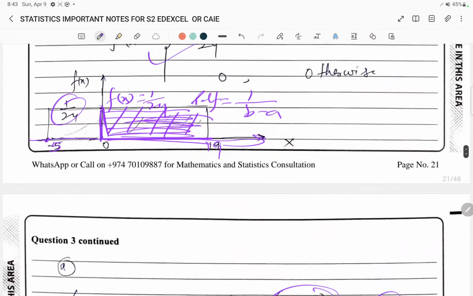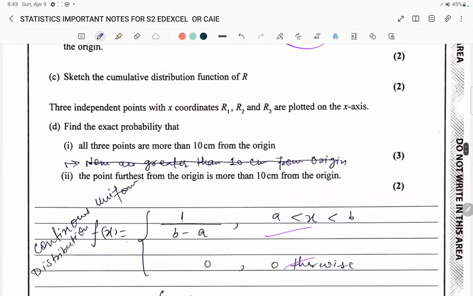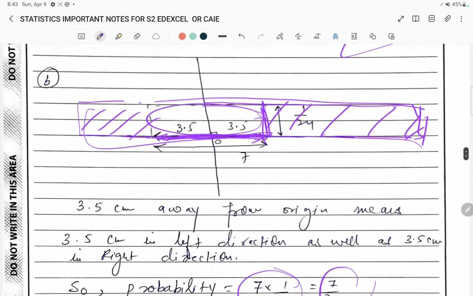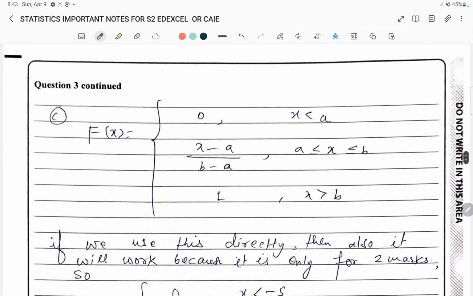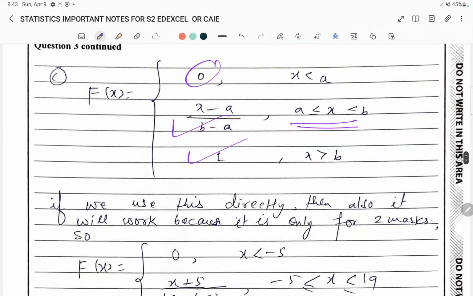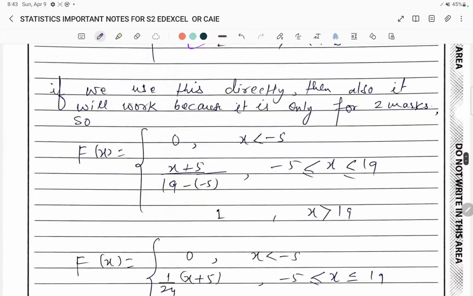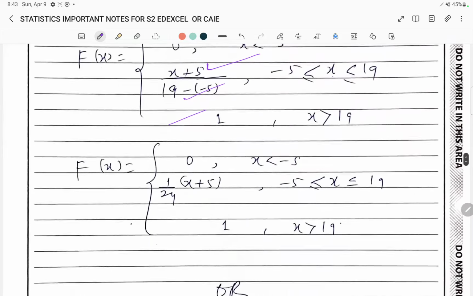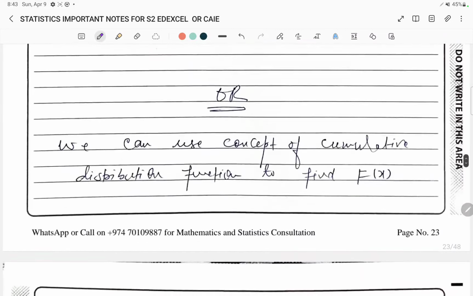Next is, sketch the cumulative distribution function. It is only for 2 marks, right? So we should not derive that. We should use this result: P of x less than a is 0. When x is between a and b, then x minus a over b minus a, and when x is greater than b, then 1. So a is minus 5 and b is 19. When x is less than minus 5, it is 0. Then x minus minus 5, that is x plus 5, over 24, and 1. So this is for 2 marks, so we should only write that.